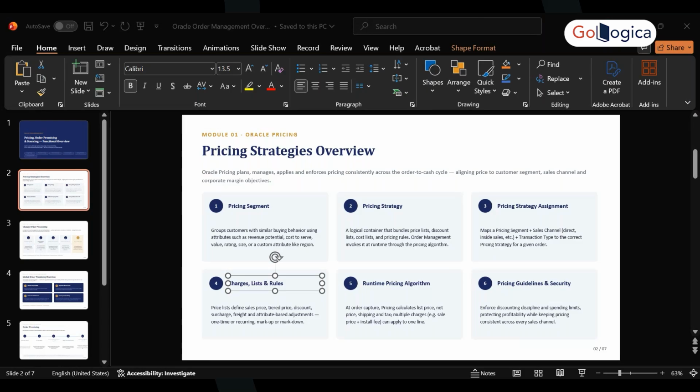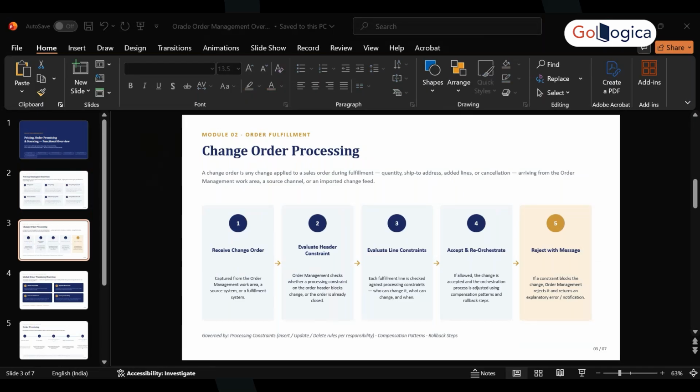So this is the Oracle pricing, which is mostly responsible for calculating the correct selling price for each and every sales order made, calculated by these pricing segments, pricing strategies, or strategy assignments. And apart from that, the price list, pricing rules also include the runtime pricing algorithm and the pricing guidelines. So together these components ensure that the pricing is accurate, consistent, secure, and aligned with the particular organization's business objectives.